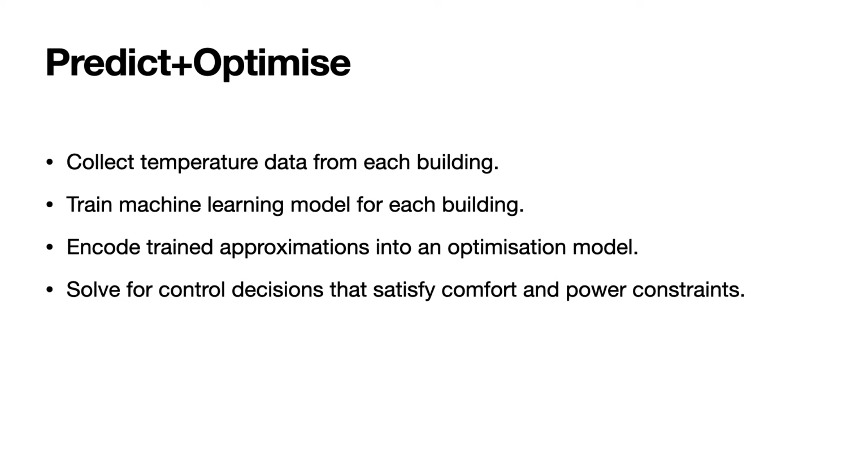We use a predict and optimize approach. We first collect temperature data from the buildings, but actually some of the buildings are not yet collecting data right now, so we use a simulator based on parameters from the design and construction phase. So we use simulated data right now, but we will use real data from the buildings when the data is available. We train a machine learning model for each building to approximate the temperature function. And then we encode the trained weights into an optimization model. We use the optimization model to control the air conditioning systems, and we need to ensure that the comfort and power constraints are satisfied.